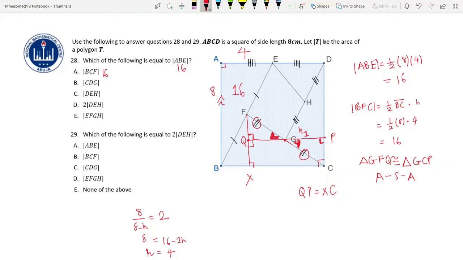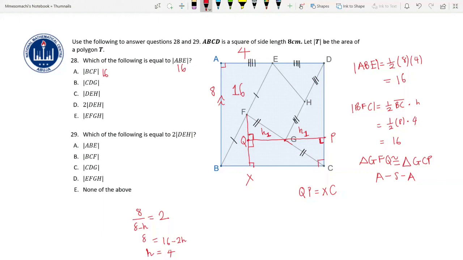So what's the next thing we can do? It means that this length from Q to G, so let me just erase some things here to make my diagram neat, from Q to G is also going to be H1. So I'll also put my H1 there. Okay.